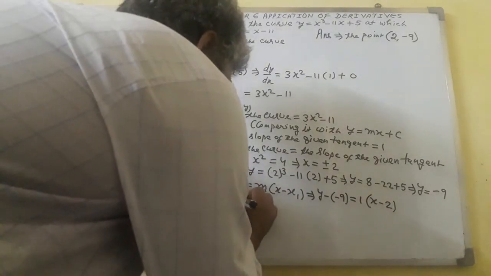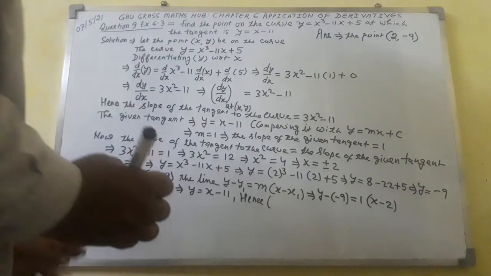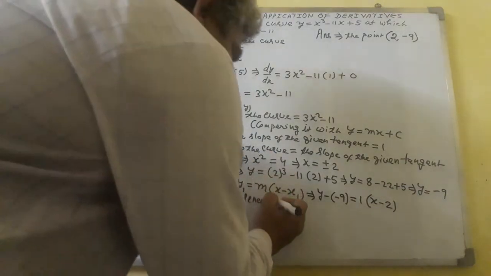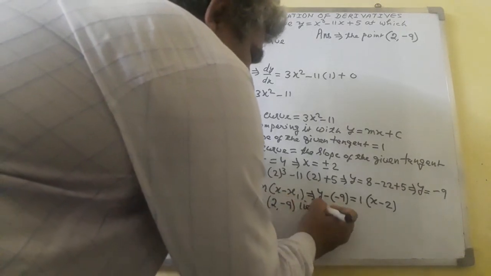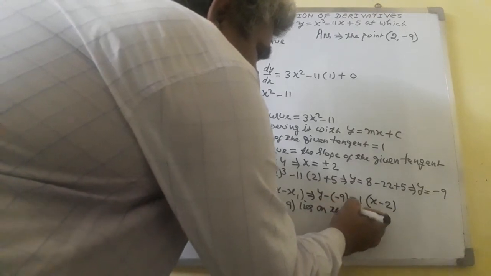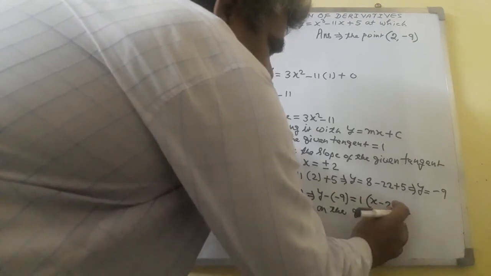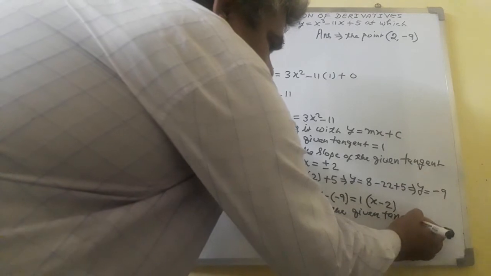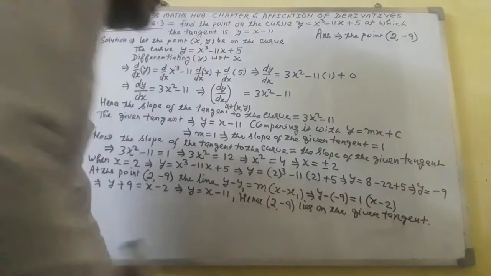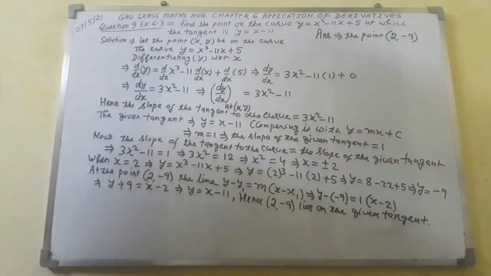Hence, the point 2 comma minus 9 lies on the given tangent.